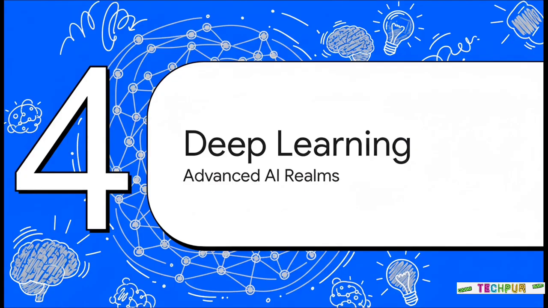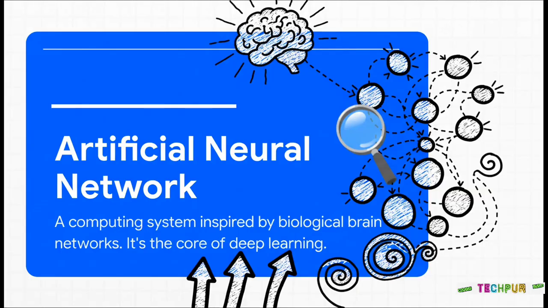All right, now we venture into the most powerful, most talked about part of modern AI, deep learning. This is the tech behind pretty much all of the mind-blowing stuff we see in the news today. At the very heart of deep learning is the artificial neural network. And the core idea is pretty wild. It's a system that's literally designed to mimic the way our own brains work, with all these interconnected nodes, or neurons, that process information in layers.